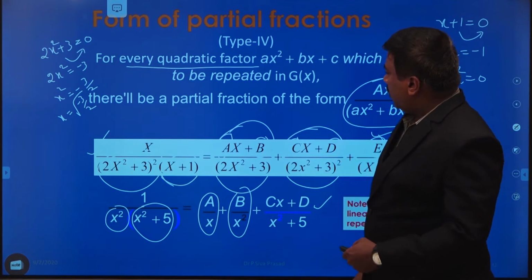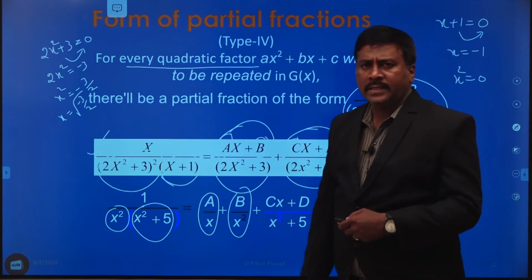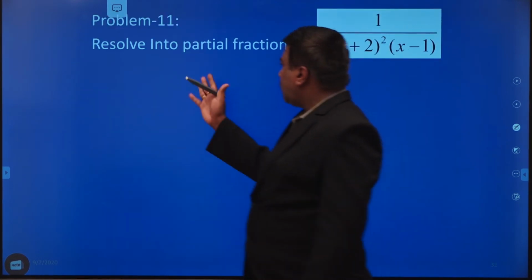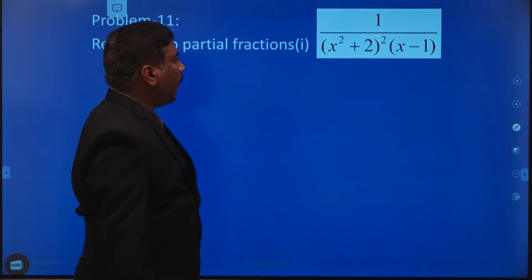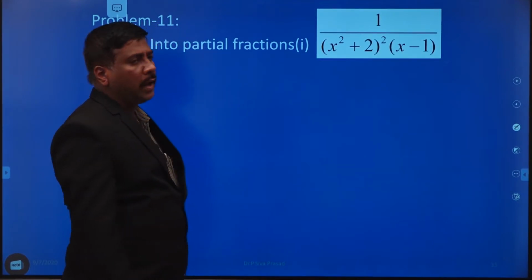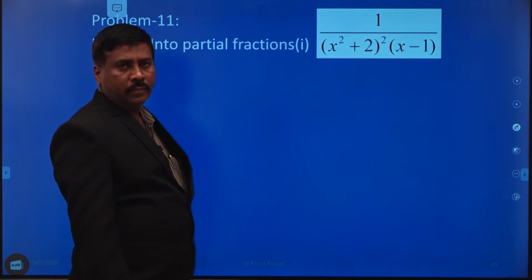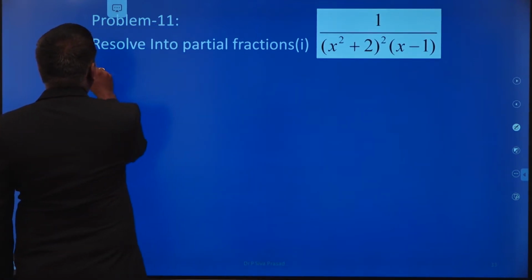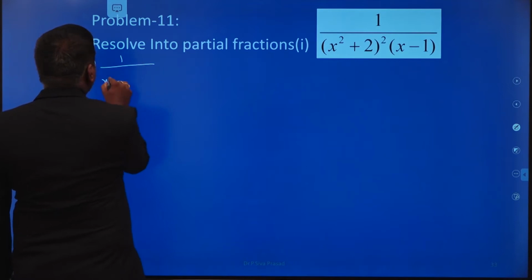Now, regarding this, let us practice some problems. Please see this. Resolve into partial fractions 1 by x square plus 2 whole square into x minus 1. Please all of you do along with me. So this is our given problem: 1 by x square plus 2 whole square into x minus 1.